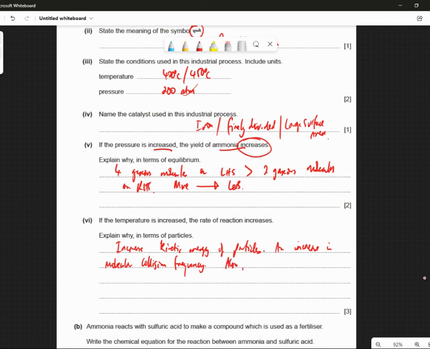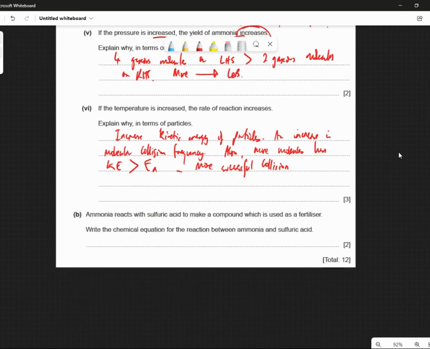Also, if you increase the temperature, more molecules have kinetic energy greater than the activation energy. Okay, so you are likely to get more successful collisions, because if they've got enough energy, they won't just bash each other; they'll bash each other and they'll react.